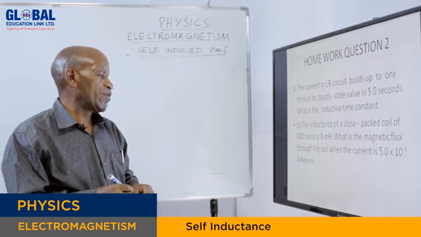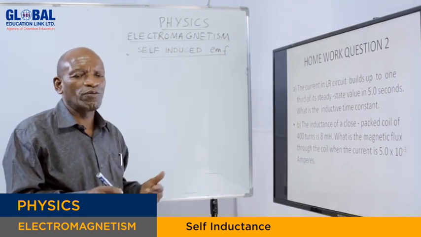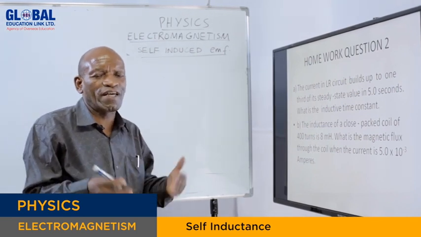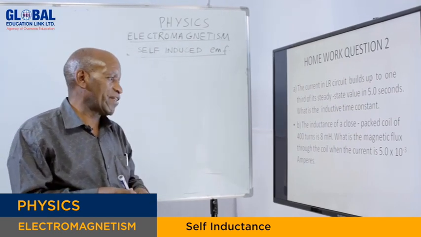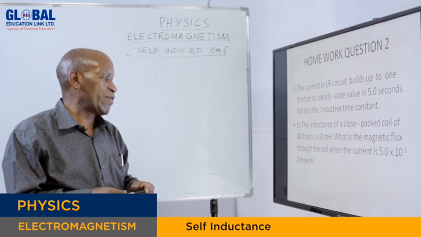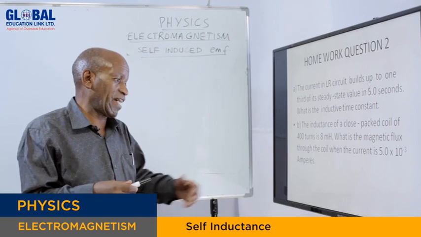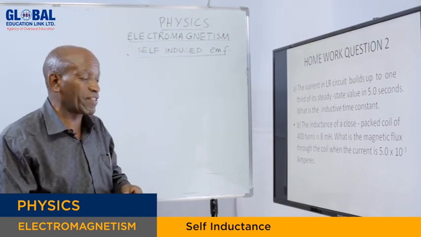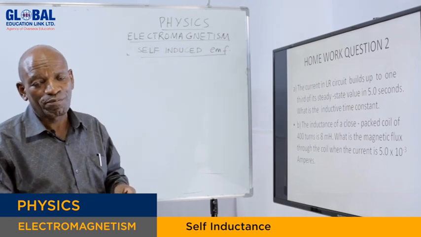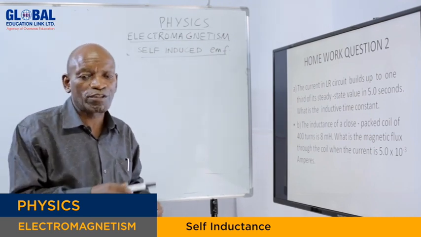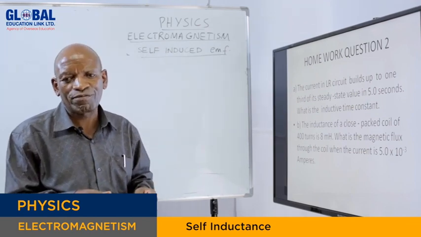Part B. In this part, we are given a coil which works as an inductor, but it has 400 turns and is of 8 millihenries. Now you are being asked to determine the magnetic flux whenever there is a certain current, 5 times 10 to the negative 3 amperes, flowing in it. I hope you can do it by referring to the previous formula which we have already used and derived in our previous case.